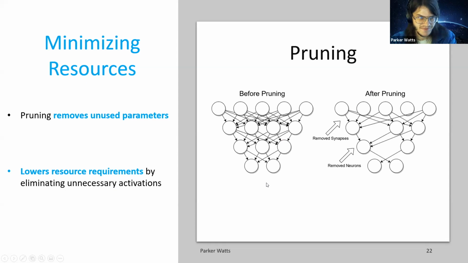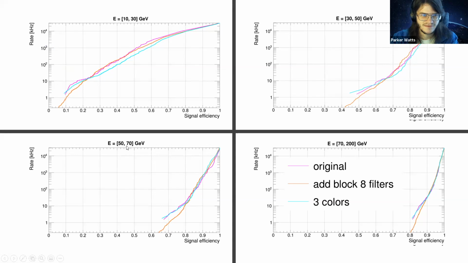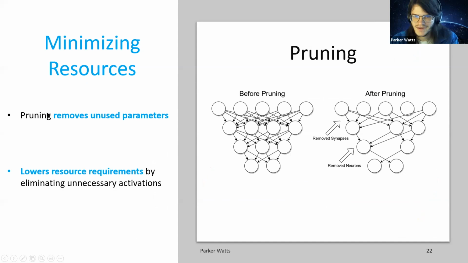So now I'll talk about minimizing resources, because I talked about making the model better. One way I did that was by pruning, which removes unused parameters in the neural network. Sometimes there are numbers you're storing that aren't doing anything for the next layer. They're not causing activations. They don't really matter. If you could just remove that, you could reduce the size of your neural network, which would make it smaller, which is good because it needs to go on the FPGA.